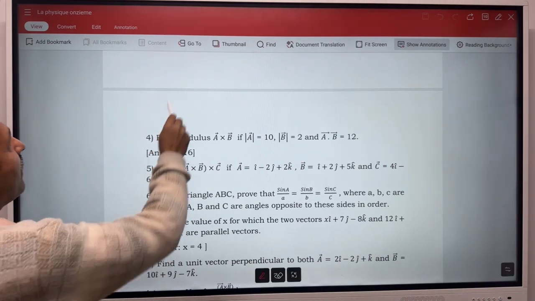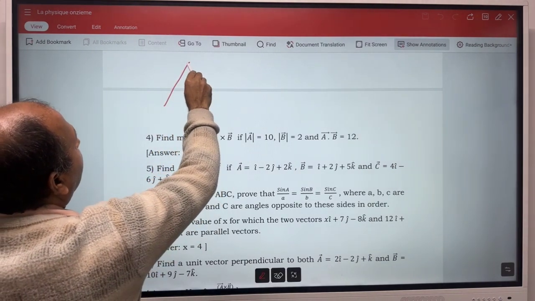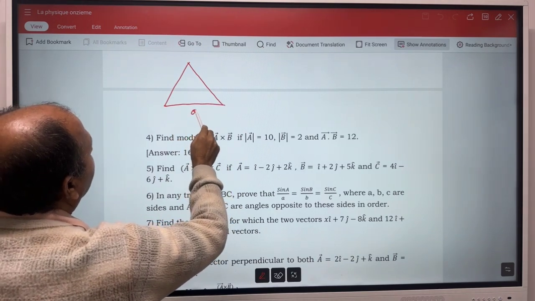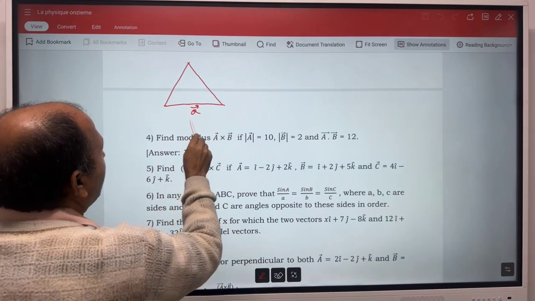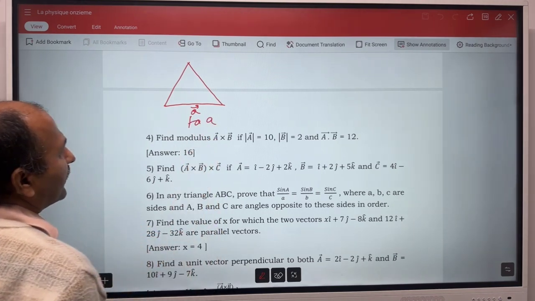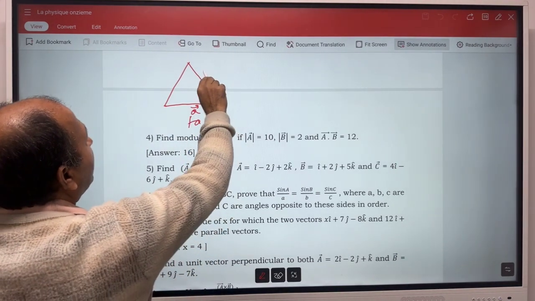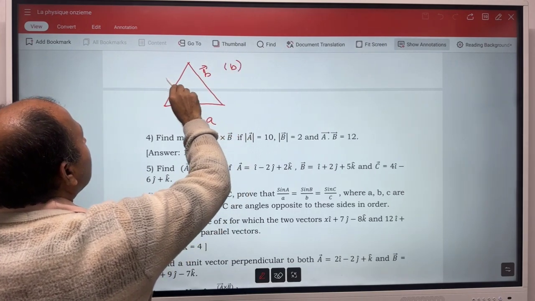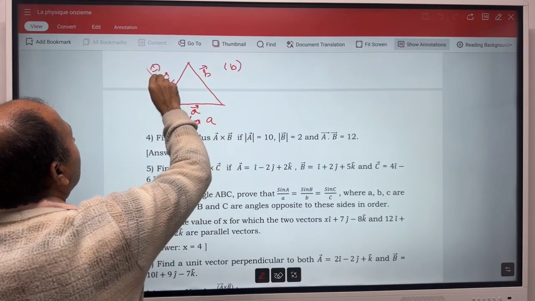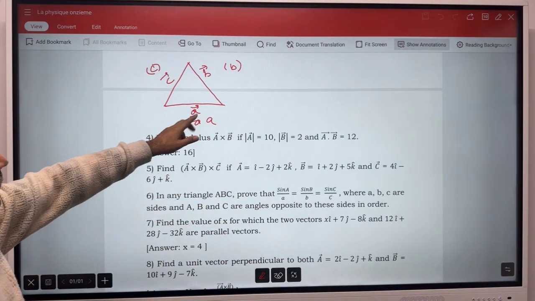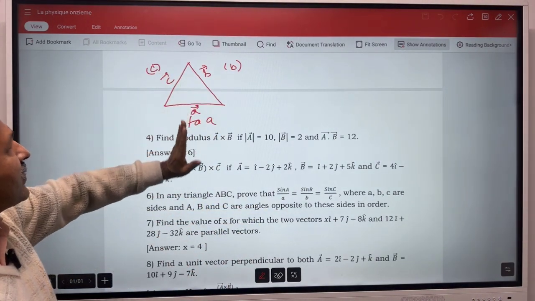So here, suppose you are given a triangle. Suppose this is vector A, whose magnitude is given as small a, not modulus. This is say vector B, whose magnitude is say small b. This is vector C, whose magnitude is say small c. It is already given in our question. So these are vectors, these are their magnitudes.